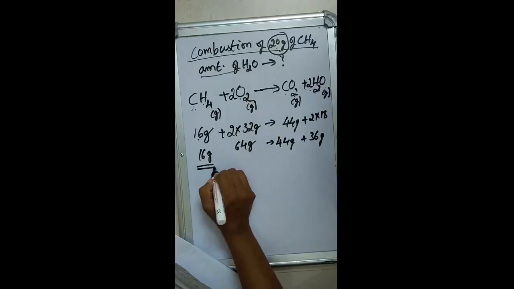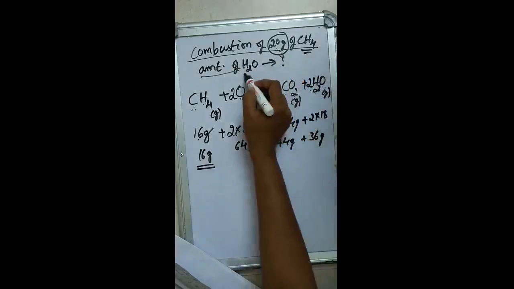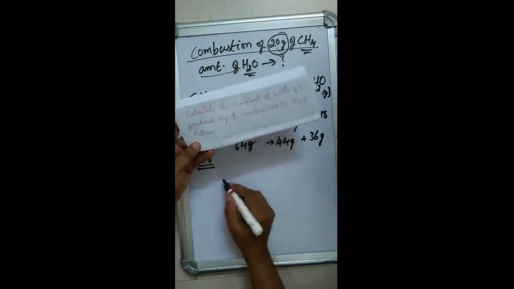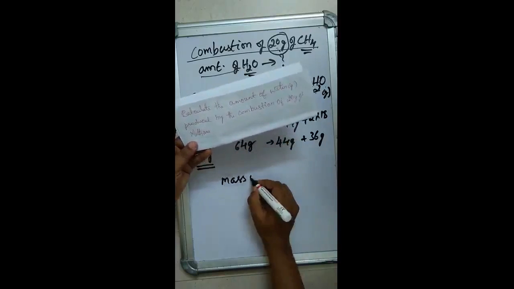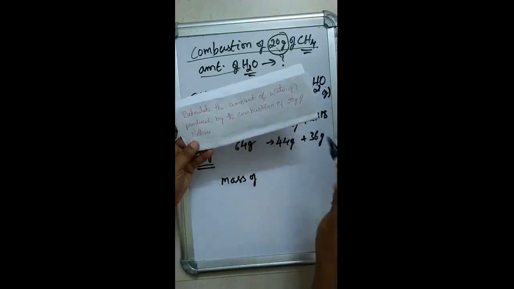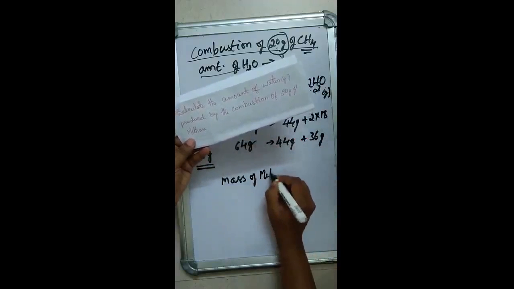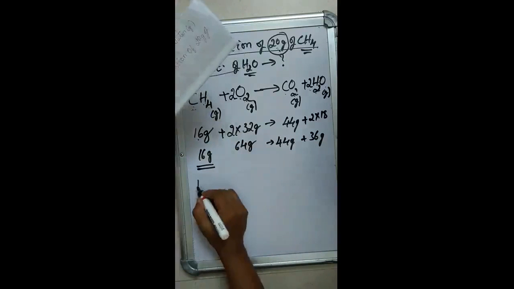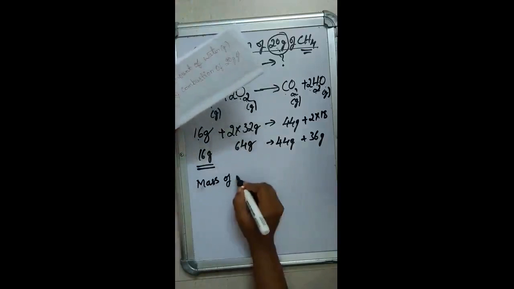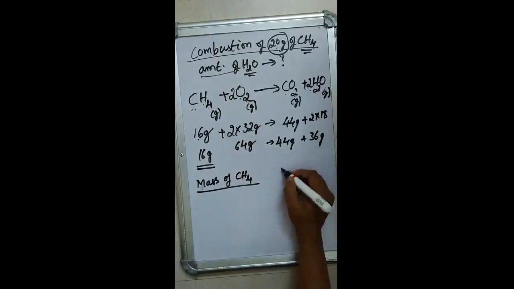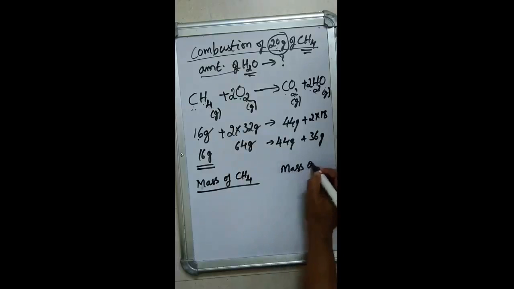Now I will put the relationship for methane and water. Why? Because according to the question, what is asked? Calculate the amount of water. So calculate the amount of water with respect to combustion of 20 gram of methane. That means mass of methane, so I will write it here. With respect to mass of methane, how much amount of water is formed? That means mass of water. This relationship I will put.